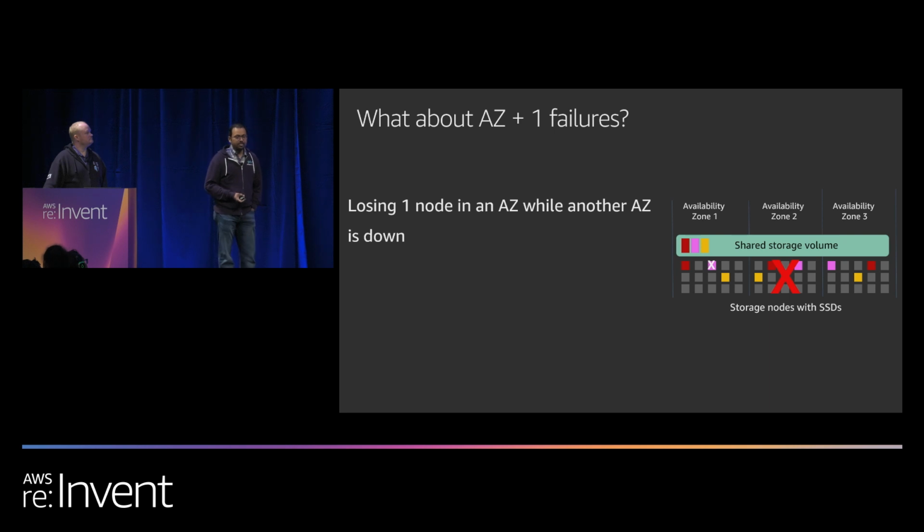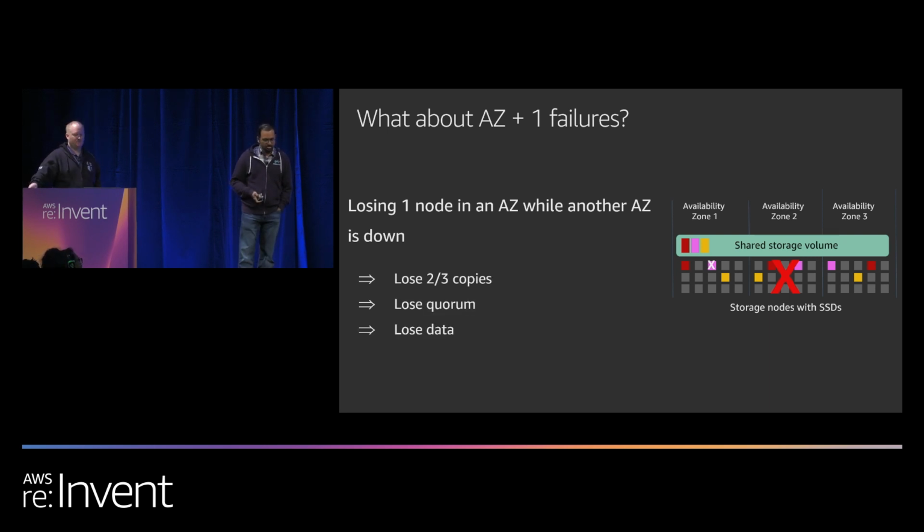What happens if there is 1 more failure? So an AZ going down is a rare event. But when it happens, another AZ also has thousands of machines. There could be 1 failure in any AZ at any given point. So that is not that uncommon. So in which case, if you lose another node in an AZ when an AZ is down, you lose 2 out of 3 copies. That means you lose quorum, you lose data. This is something that you don't want to have for an enterprise class solution. So obviously, we don't use this method.